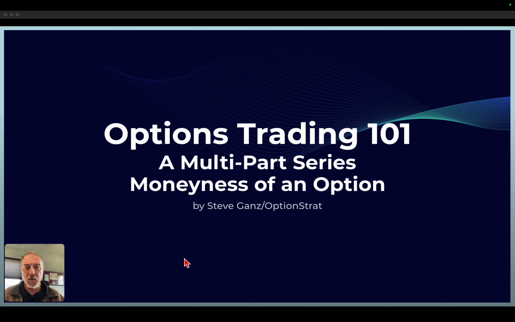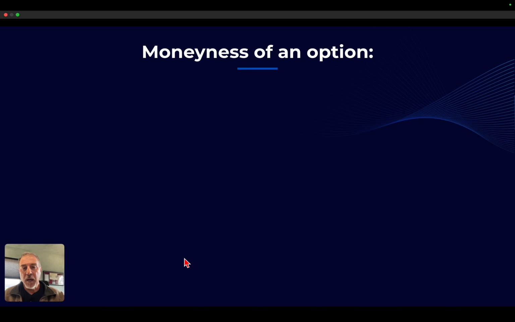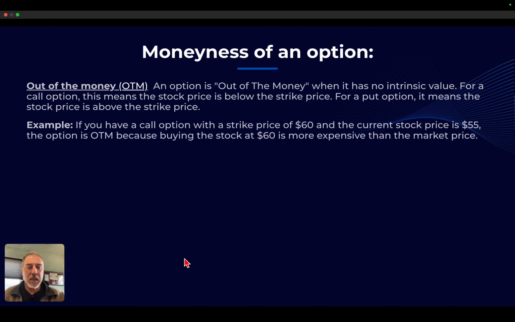Beginning options traders. Now, in today's topic, we're going to cover the moneyness of an option. I referred to this a little bit in our prior sessions where we talked about intrinsic and extrinsic value. If you haven't seen those, be sure to go back and take a look. You're going to find them of value in helping to understand this topic. So what is moneyness of an option?